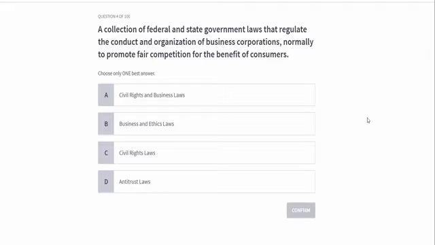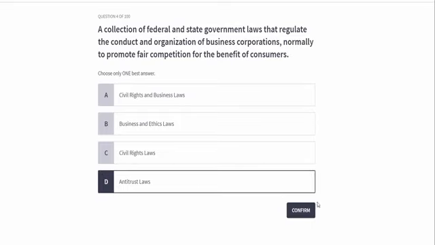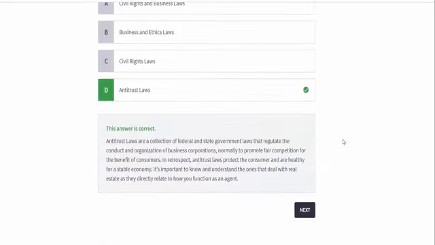Alrighty, so hopefully you guys came up with your answer on this one. What is the correct answer? Well, it's going to be C. Or I'm sorry, not C. D. It is D, the antitrust laws. So the antitrust laws are a collection of federal and state government laws that regulate the conduct and organization of business corporations, normally to promote fair competition for the benefit of its consumers.